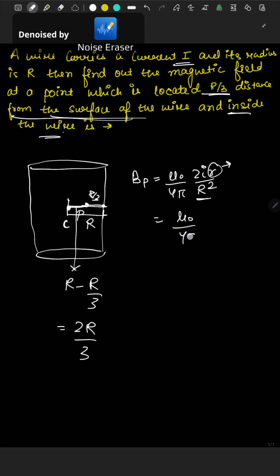Now μ0/4π × 2I × (2R/3)/R². So the answer will be μ0 I/(3πR).